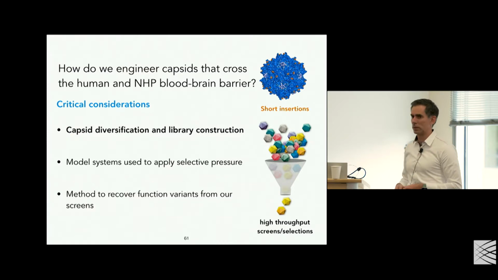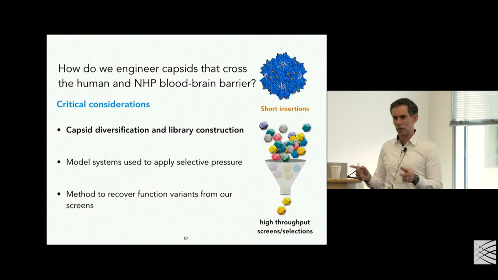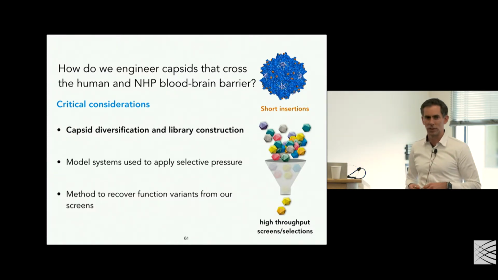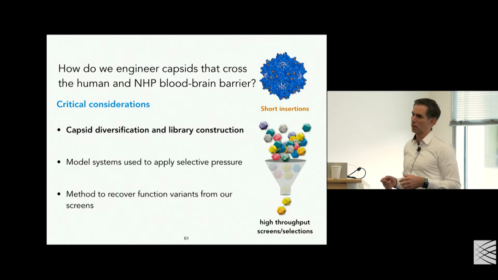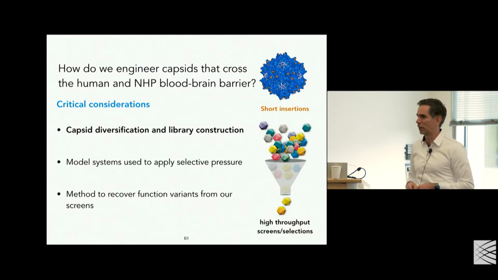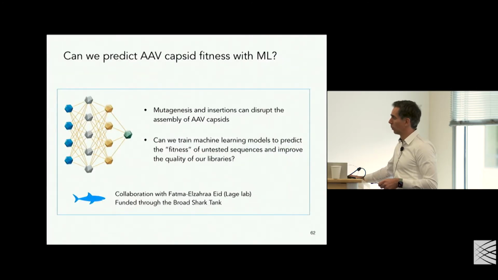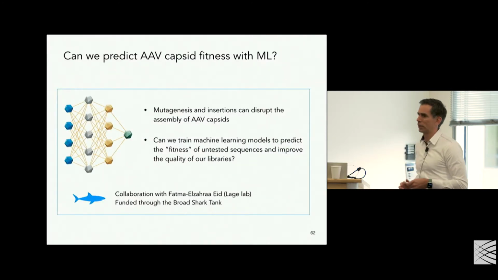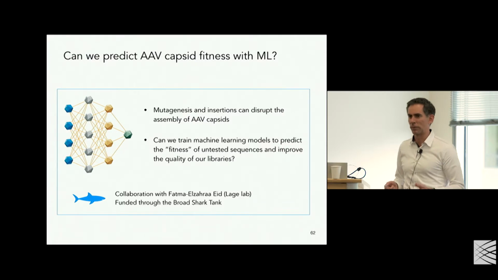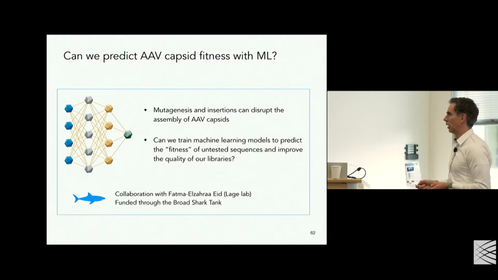We're going to stick with some of the things that we know work. For instance, we think that putting short random insertions into the capsid seems to work quite well. We've used this to identify a variety of variants that have different properties. We don't see any reason to largely change our focus on that. But what we would like to do is to try to make this process a little more efficient. So we're collaborating with Fatma and Casper's lab to apply machine learning to make our libraries even better.